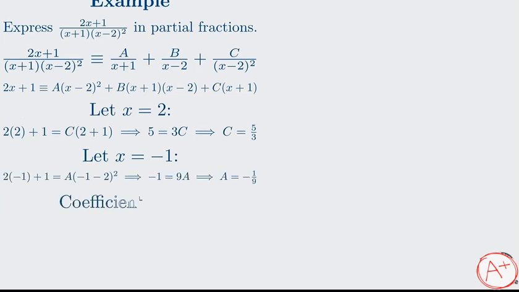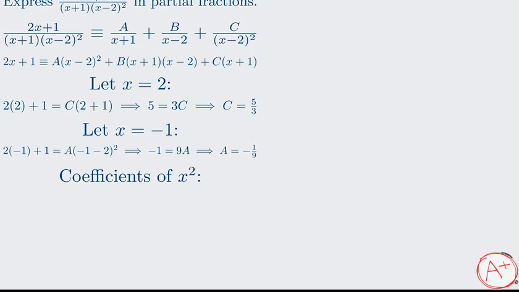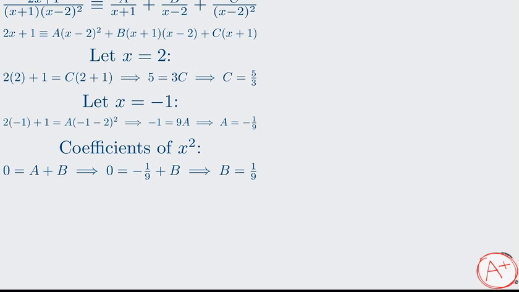To find b, we can compare coefficients of x squared. On the left, the coefficient is 0. On the right, x squared comes from a and b. Substituting our values back, we obtain the completed decomposition. Using coefficients is often faster than choosing a third value for x.